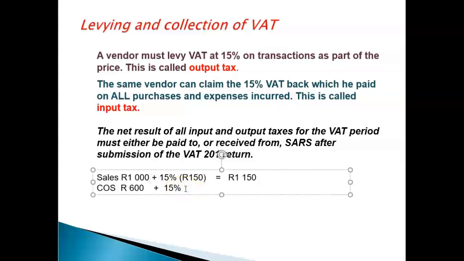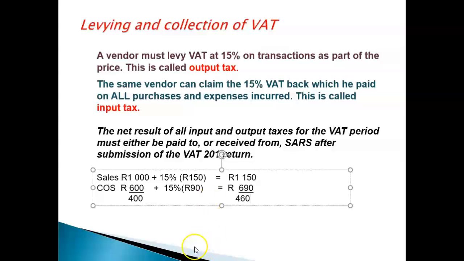So the 15% VAT that you have paid on that item, which amounts to 90 Rand, means that you actually paid for that item an amount of 690 Rand. Now the question is, what is the profit that you've made? Guys, is it now 400 Rand, i.e. 1,000 less 600 Rand? Or is it now an amount of 1,150 Rand less 690 Rand equals 460 Rand?